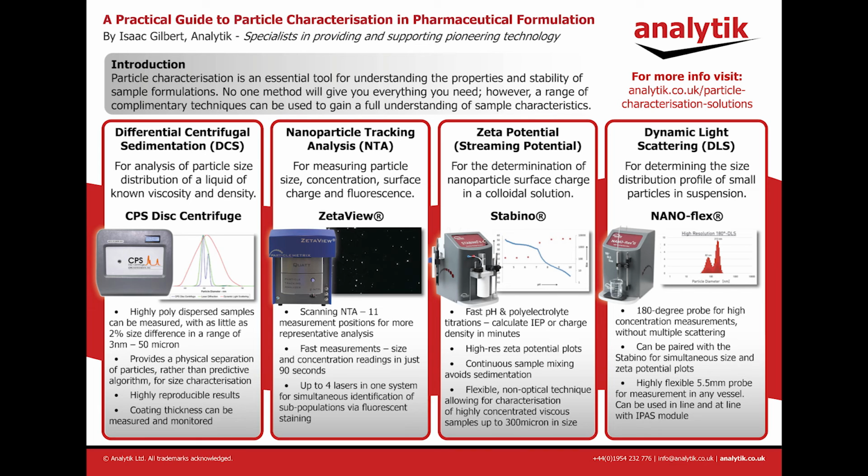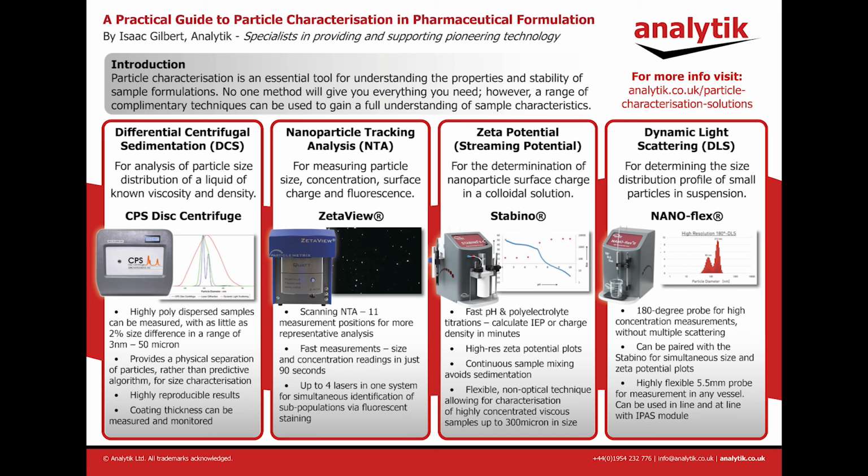Dynamic light scattering, or DLS, is a widely used technique for determining the size distribution profile of small particles in suspensions or polymers in solution. Compared to NTA, particle size can be measured at higher concentrations, up to 40% weight volume. The NanoFlex is a particle size distribution measurement system utilizing 180-degree heterodyne backscattering DLS. This technique allows for high resolution size measurement at the highest possible concentration with reduced signal to noise compared to standard homodyne DLS.